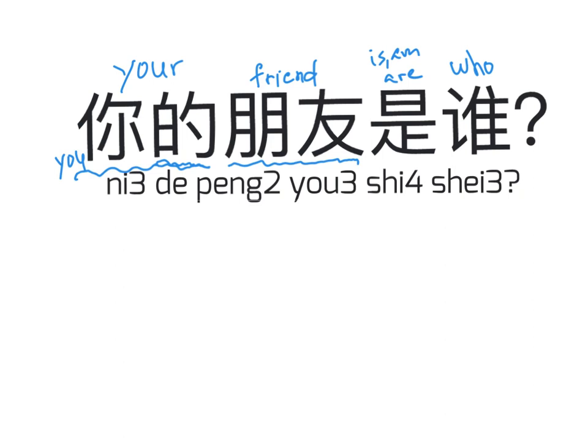Now, since we have already completed a sample translation, we would now try to read and understand. If you check the translation, it will be your friend is, am, are, who. Of course, the best option for 是 is actually is. So your friend is who. Now let's write that down so that you will see the translation. Your friend is who.